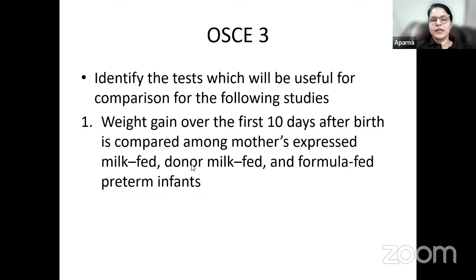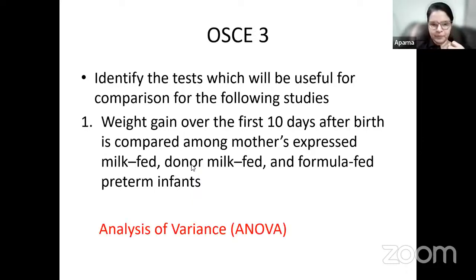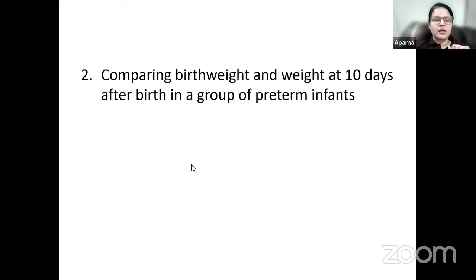Weight gain over the first 10 days after birth. This is compared among the mother's expressed milk-fed group, donor milk-fed babies, and formula-fed babies. So how many groups do you have? You have three groups: babies who are EBM-fed, donor milk-fed, and formula-fed. And the variable that you're going to compare is the weight gain in grams per kg per day. So you're going to use ANOVA, assuming that this is normally distributed, because you have three groups.